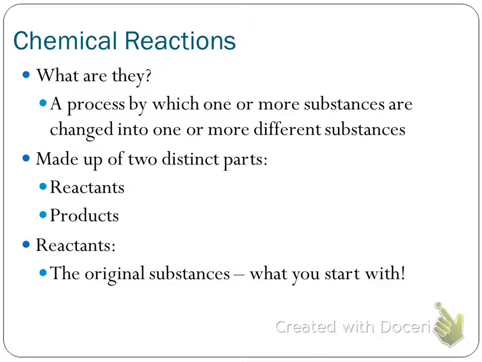Okay? Which side of our chemical equation do they go on? The left or the right? Reactants go on the left, right? Those are what you start with. Okay, they are what does the reacting. Products then is what is made, what comes from the mixing of those reactants.